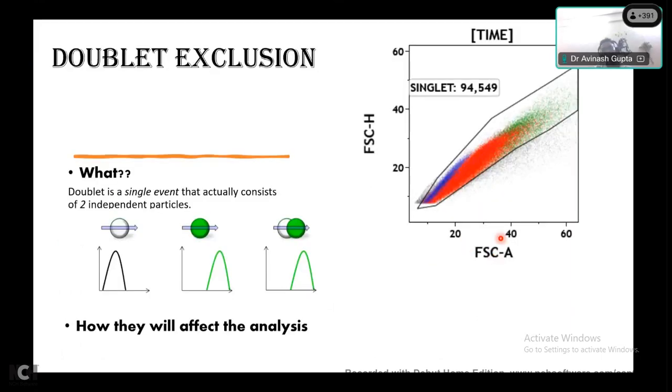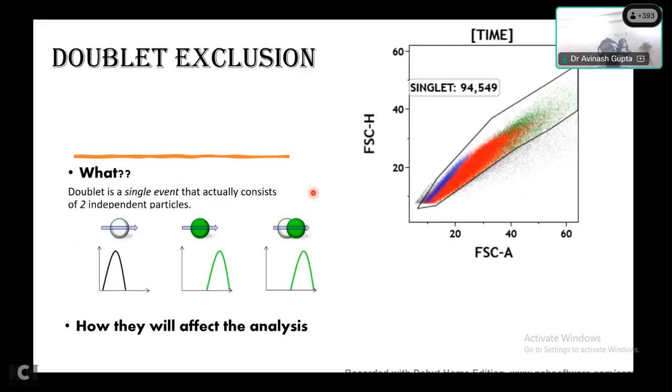Then you do the doublet exclusion. What are doublets? In a flow cytometer, each event corresponds to a single particle. But sometimes two cells or two particles get stuck and come as a single event. So it is creating a doublet.